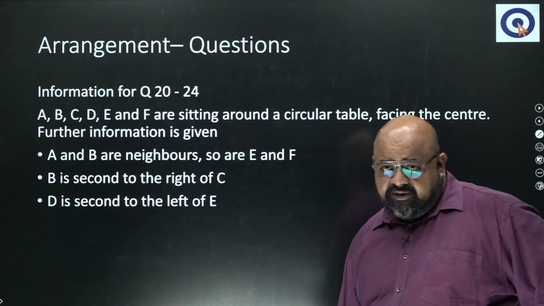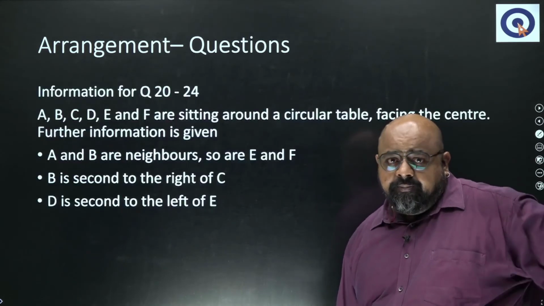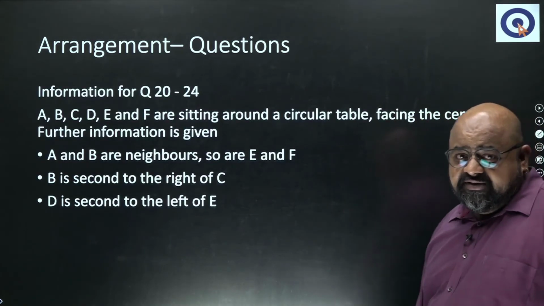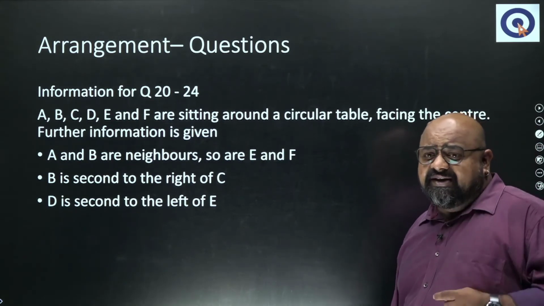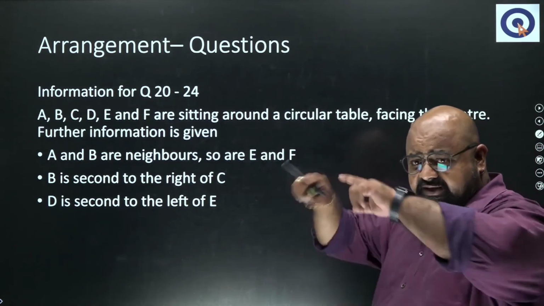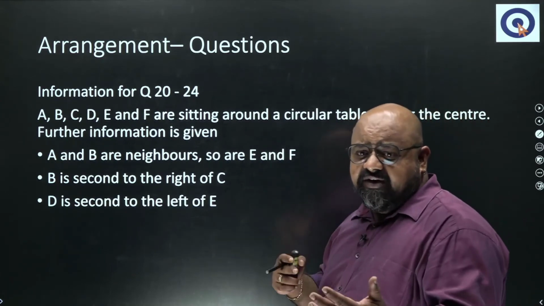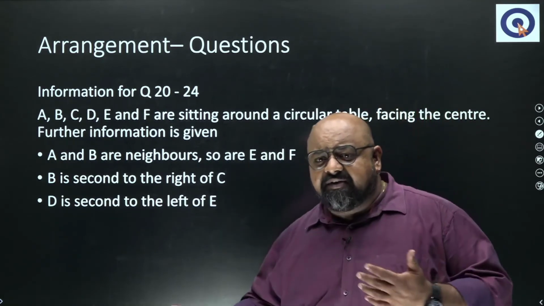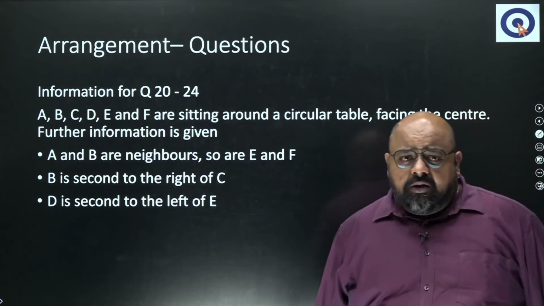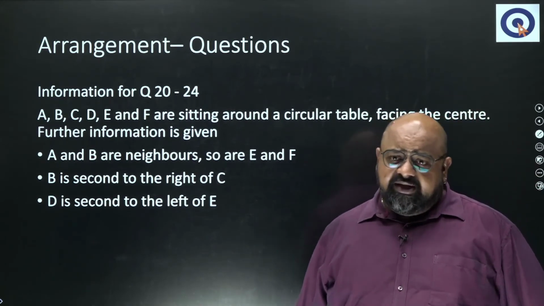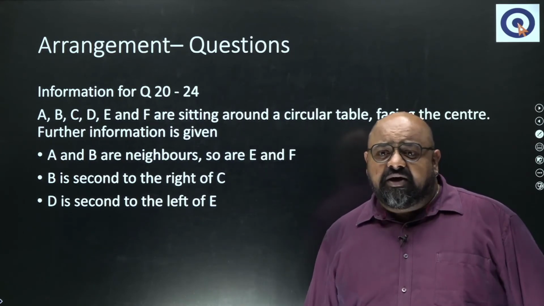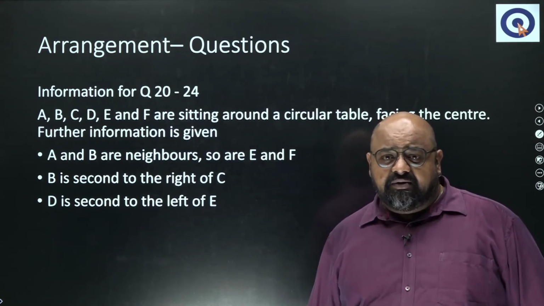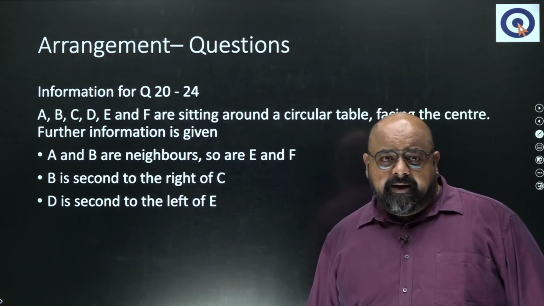This is a circular based question. A, B, C, D, E, F, 6 people are sitting around a circular table facing the center. This line is important because if in a circle you are facing the center, your right and left are different. If you are facing outside, your right and left will change. A and B are neighbors, so are E and F, very good to know. So they will be adjacent to each other. B is second to the right of C, D is second to the left of E. Great.